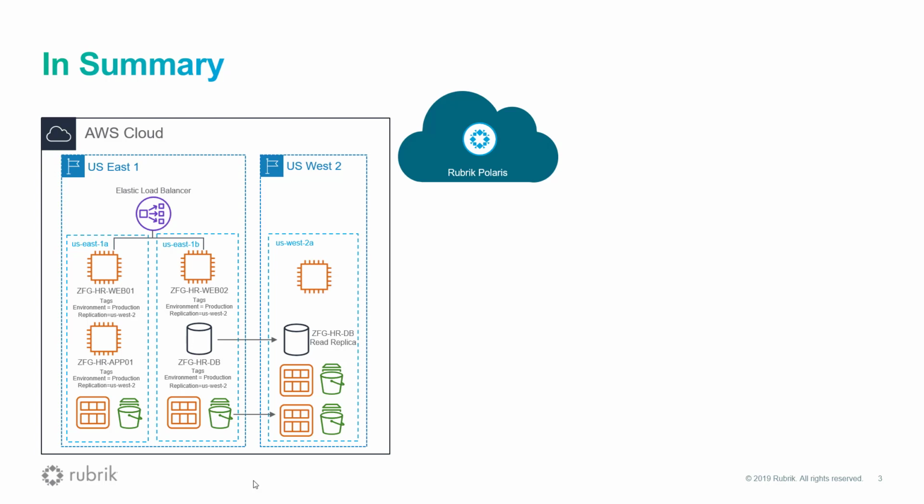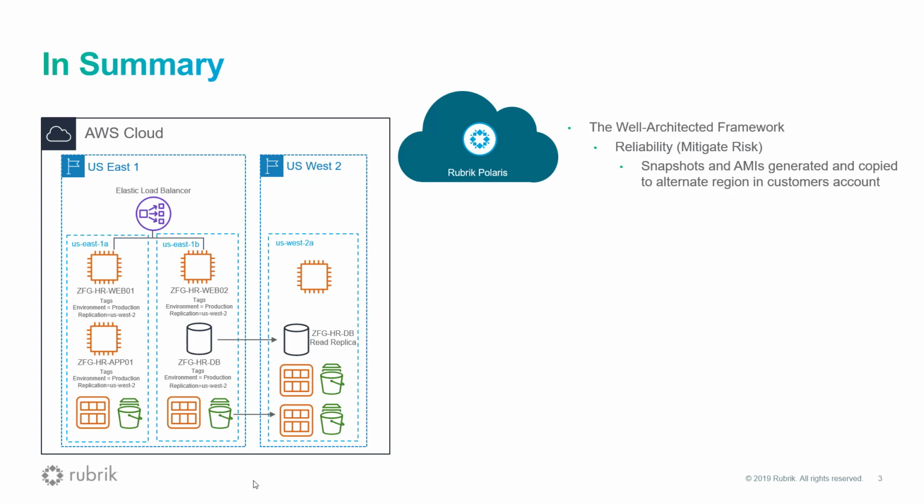They could then take those snapshots that were stored in US West 2 and spark up new EC2 instances. So how did we make out in terms of the well-architected framework? Well, you remember that first requirement, reliability, right? We wanted to mitigate the risk of using a single region to store our AMIs and snapshots. Well, the snapshots and AMIs that we generated were now being replicated to US West 2. So we do have these snapshots available in two different regions.